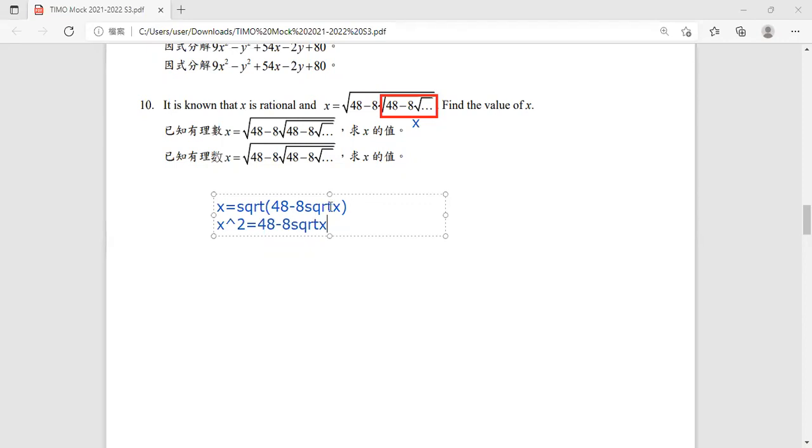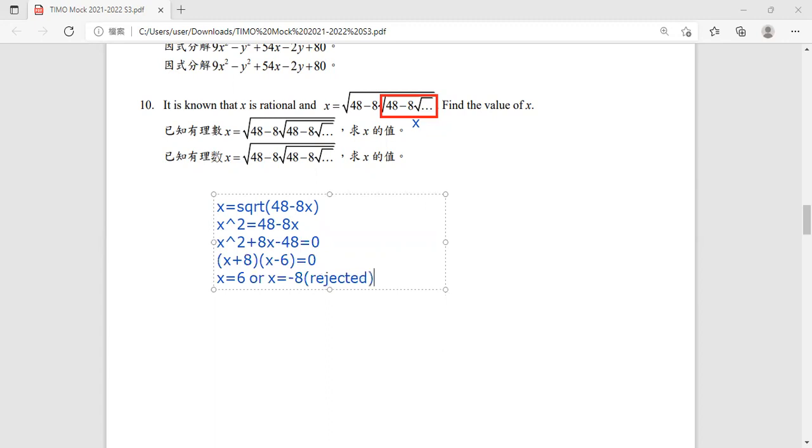This is x for me. Then x squared plus x minus 48 equals 0, and you can factorize it: x plus 8, x minus 6 equals 0. So x equals 6 or x equals negative 8, but this is rejected.